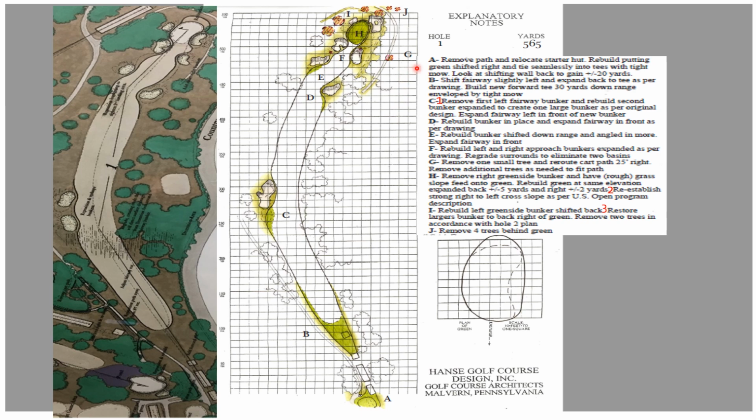So, A, remove path and relocate starter hut. I don't know that actually the starter hut will need to be relocated. I think the point there primarily is that he thinks that's kind of a neat old school element, would like to keep it. But what he'd like to do there is, again, remember that old picture I showed you, the original aerial, 1937? You could kind of see on there how much bigger that upper putting green was. Of course, it was the only putting green we had then.